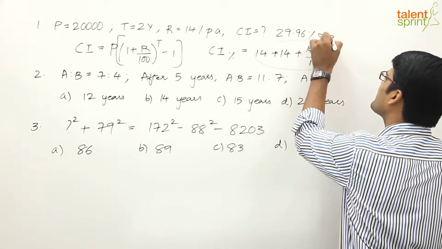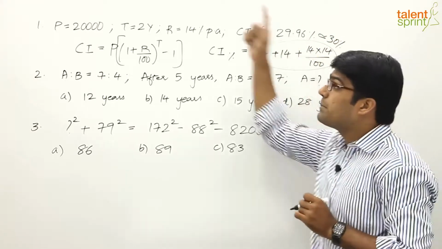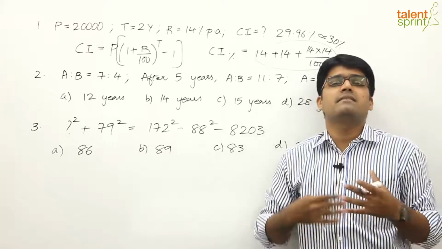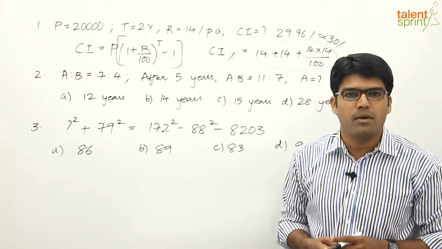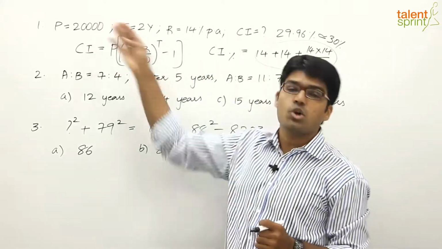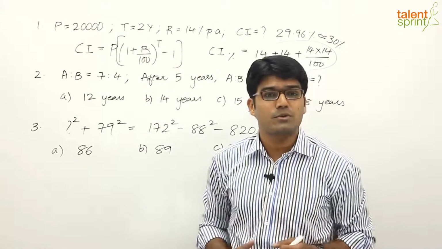So what we understand from this approach is that the compound interest in this case will be 29.96%, or approximately 30%. 30% of what? The principal amount, right? Again, if you are strong in your concept here, you would know that the interest is always calculated on the principal amount. So we can say that the compound interest in this case is 30% of 20,000, which is 6,000 rupees.